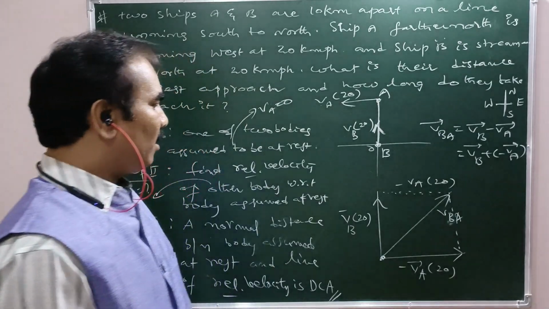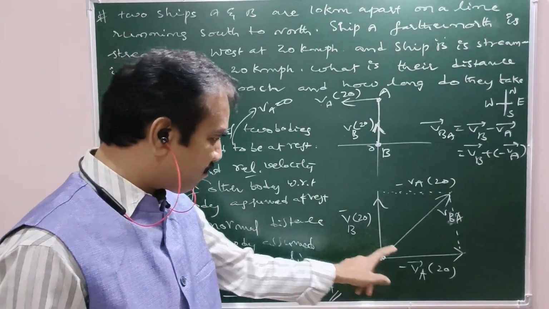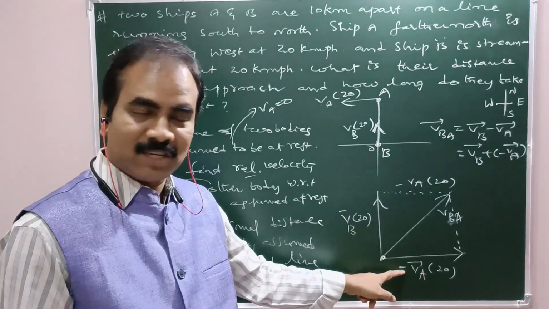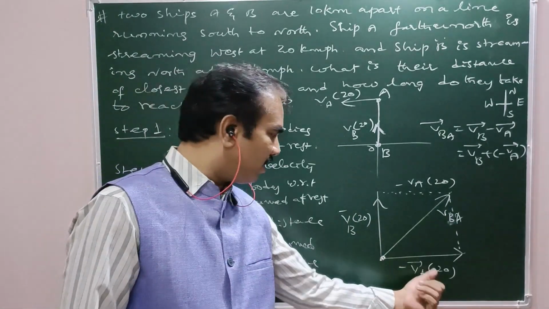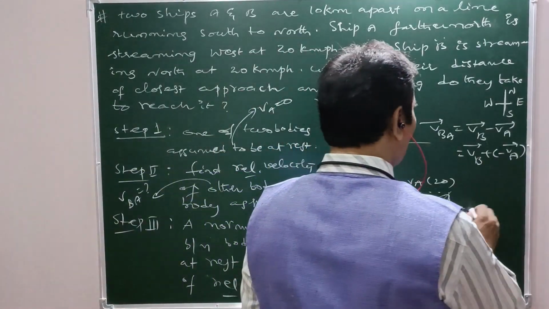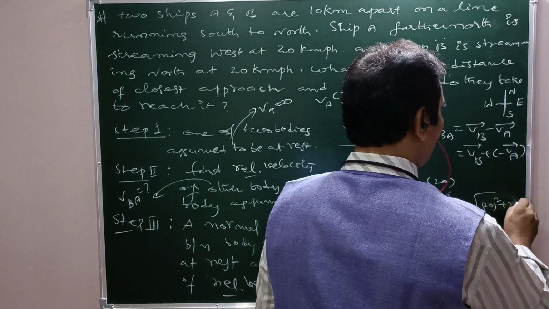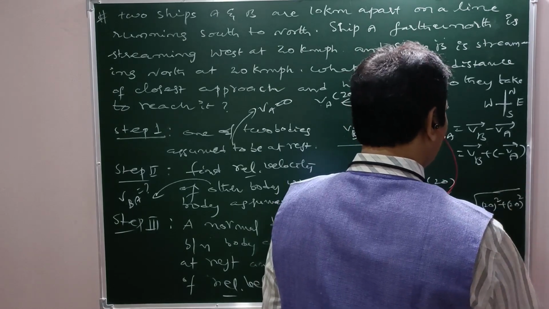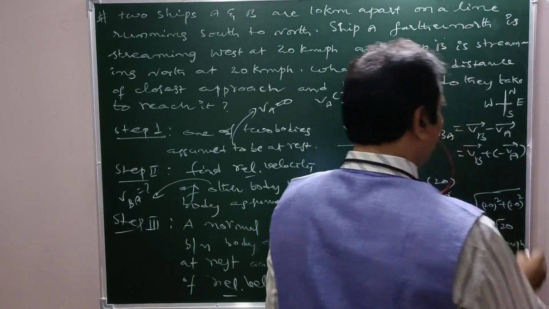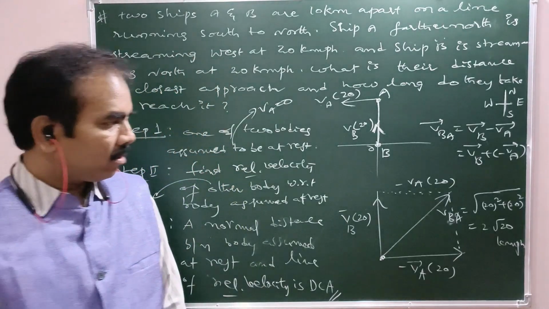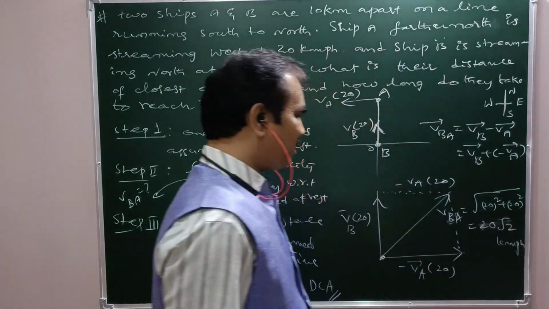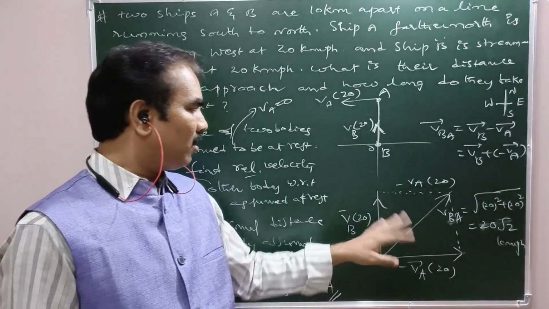What is VBA? It is root over 20 square plus 20 square. Why? Because these two parent vectors are perpendicular to each other, and moreover of the same magnitude, 20 and 20. Now, what is the hypotenuse? Root over 20 square plus 20 square, that is 20 root 2 kmph. So this is the relative velocity with respect to ship A.